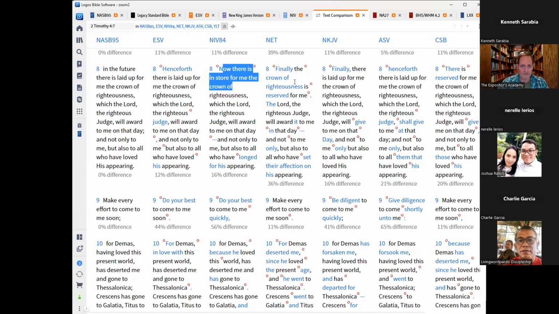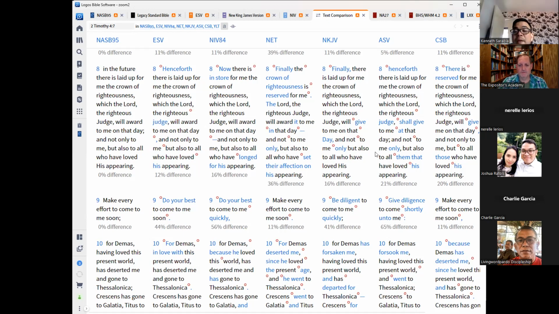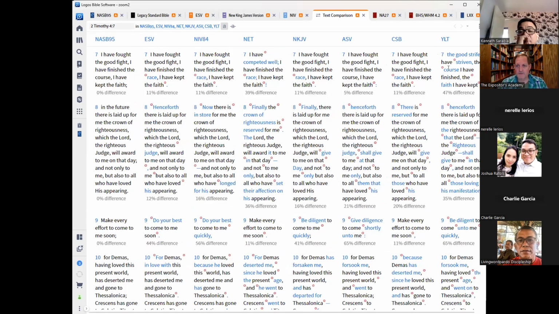Okay, so look at the NET Bible. Finally, the crown of righteousness is reserved for me. They put the crown as the subject, which made it more clear. Yes, see that? More accurate. New King James: finally, there again. ASV: there. So let me see, there's also the literal. Young's, I have the literal translation: henceforth, they put there is. Okay, so most of them do.